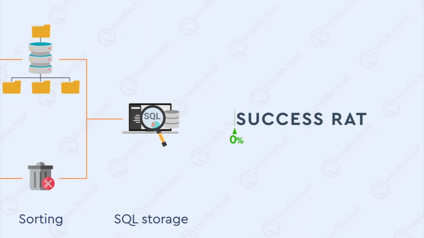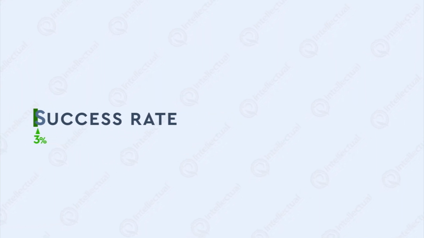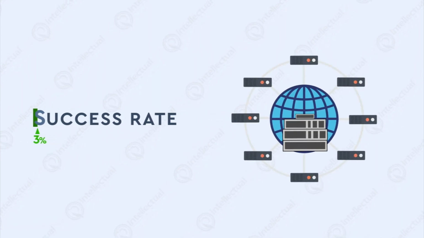The overall success rate is anywhere from 2% to 3%. Now, that may not seem like much, but with hundreds of thousands of accounts and many sites, the amount of compromised accounts could be immense.